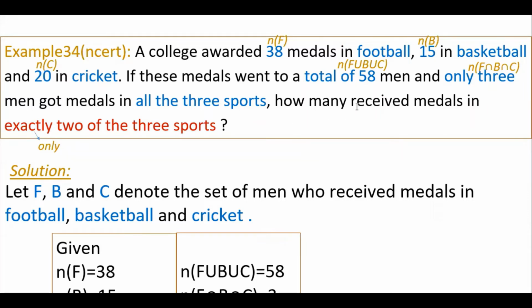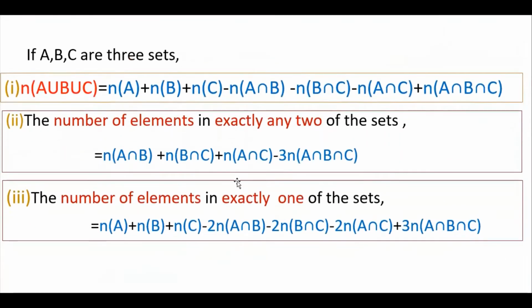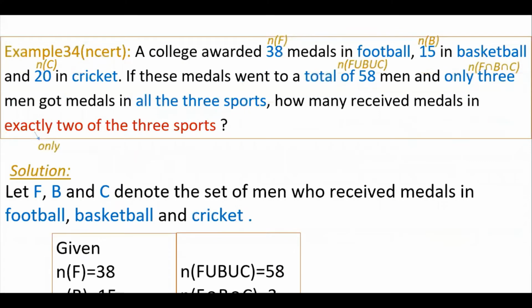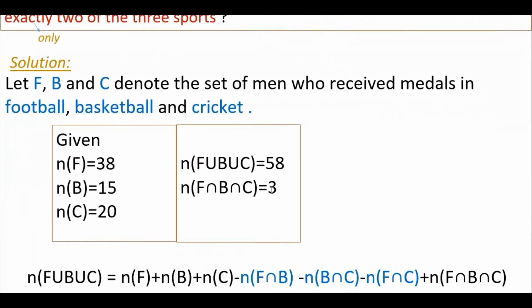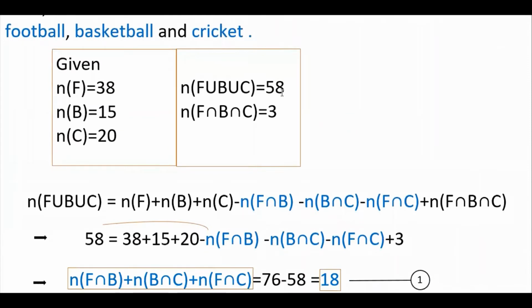And here you have to find how many received medals in exactly 2 of the 3 sports. So you have to use this one, the number of elements in exactly any 2 of the sets. You have to use this: N of A intersection B plus N of B intersection C plus N of A intersection C minus 3 into N of A intersection B intersection C. So you have to use this to find that value here. So first write the given values here. These are the given values.